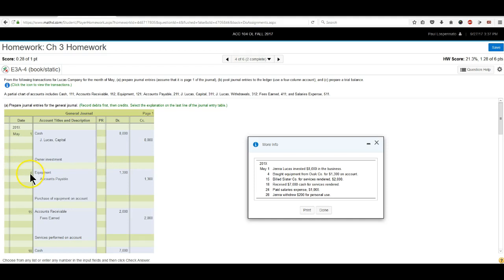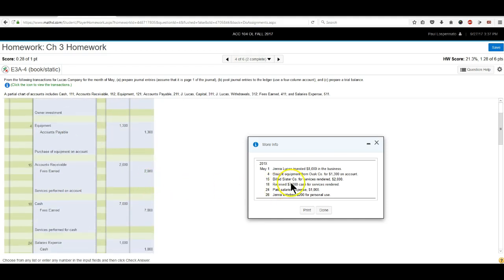Next transaction occurred on the 4th. We have a debit to equipment and a credit to accounts payable. You can see I already took those from the transactions to the journal and now to the ledger.